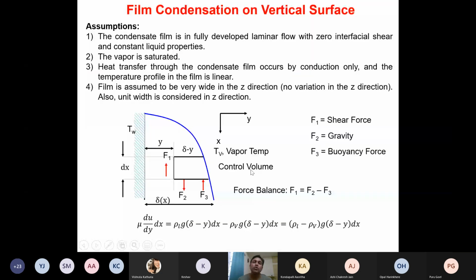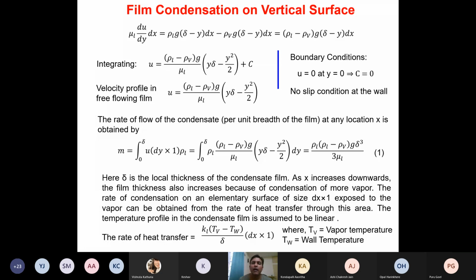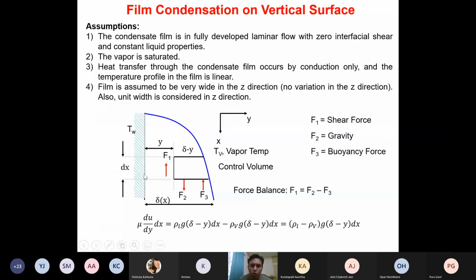Okay. So now in this particular case, we can integrate this particular equation with respect to y. By doing that, we can find out how the velocity is distributed across the y direction. So after integration, what you get is (rho l minus rho v) into g divided by mu l, and there is delta here: delta y minus y square by 2 plus c, where c is the integration constant. Again, we can use the boundary conditions here. At the wall, there is a no slip condition, that means at the wall velocity is 0.